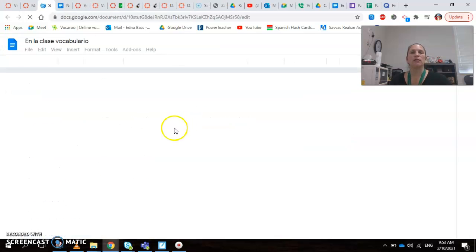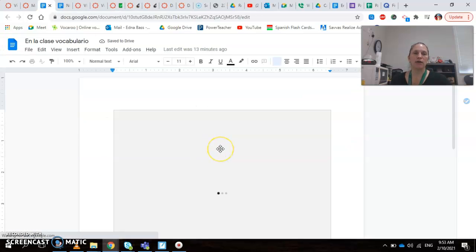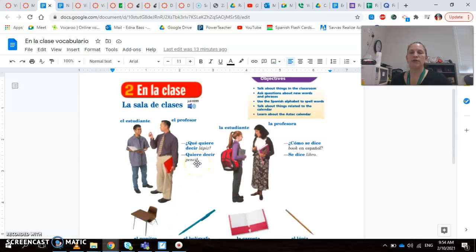When you open this one, you have these new vocabulary words related to the classroom items. So here you have el estudiante, that's masculine, la estudiante, that's feminine. Estudiante is the same noun, but you know that this is a boy because of the article el, and you know this is a girl because of the article la. Same with el profesor, la profesora. In this case, yes, it's el, la, but you see the word also changed. Profesor and profesora. So this one ends in A.